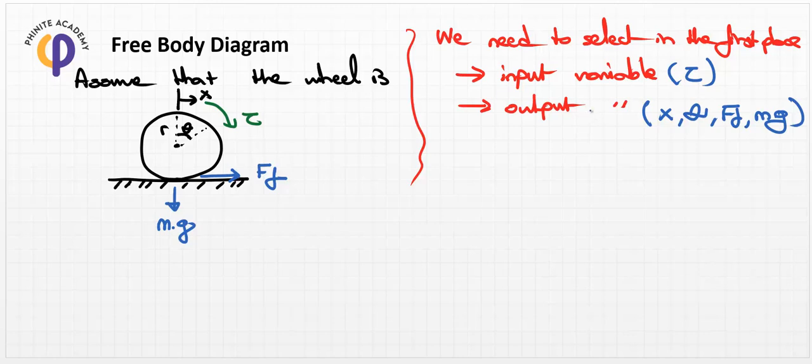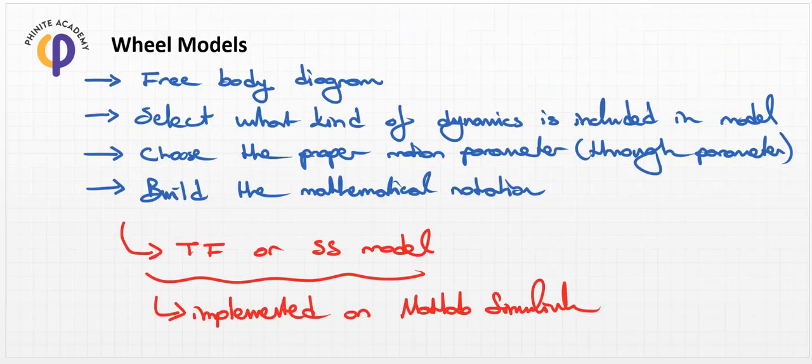Okay, because this comes from, or the output variable comes from the system itself, but the input variable is only applied from the outside. Okay, and so if we need to control this wheel dynamics, we need to control the torque value, or we need to apply the torque value on this wheel. Okay, and so what about this? This is the free body diagram of our study.